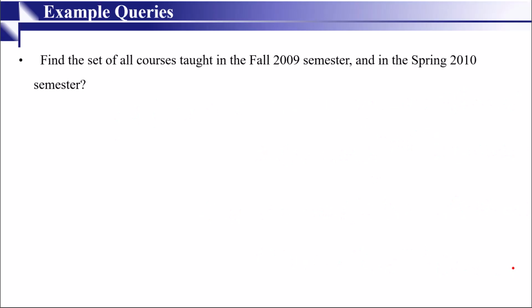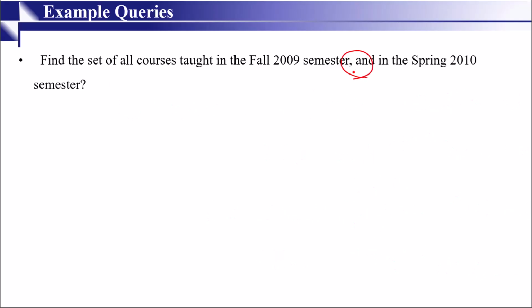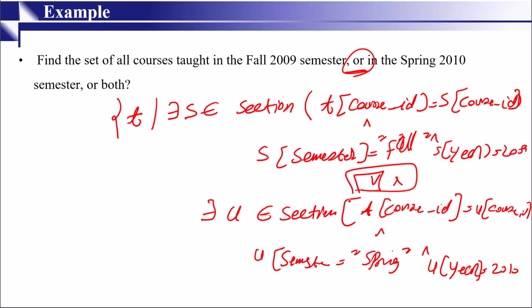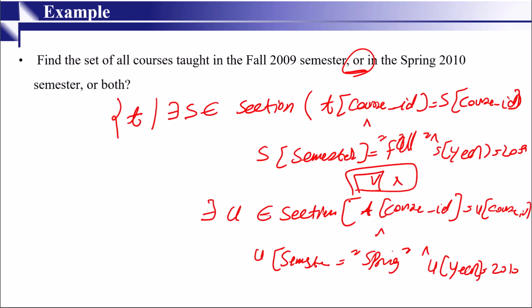Find the courses taught in fall 2009 and in spring 2010. In this case, we just need to change this or to and. So here it says or, but this time it says and, right? The only thing is to change this one. This time it says find the set of all courses taught in the fall 2009 semester but not in the spring 2010 semester, right? Two ways: you can use minus or you can use not.